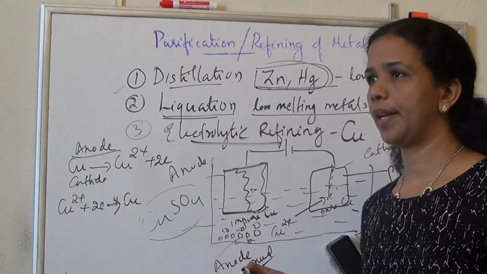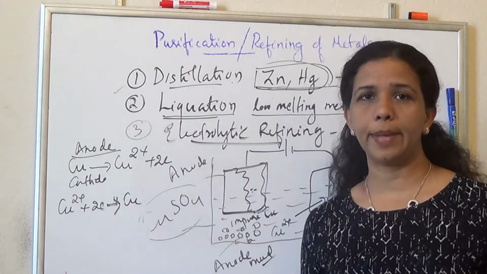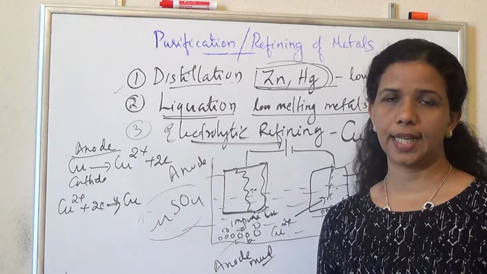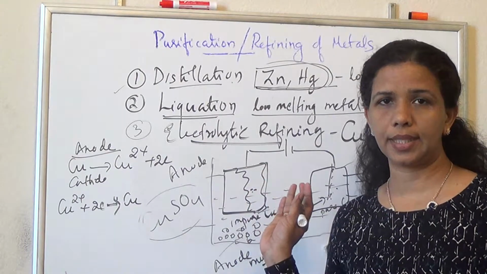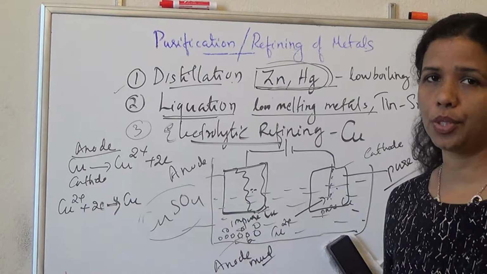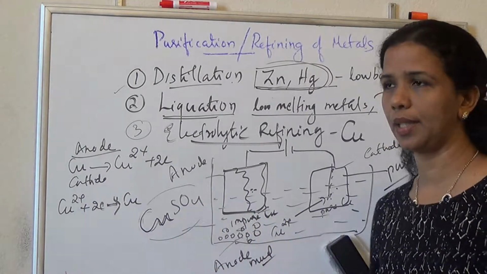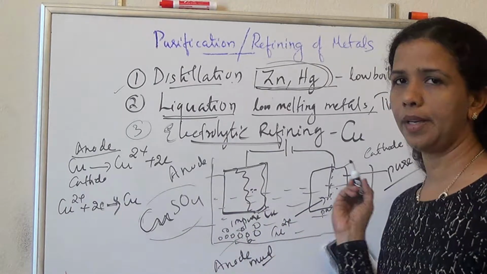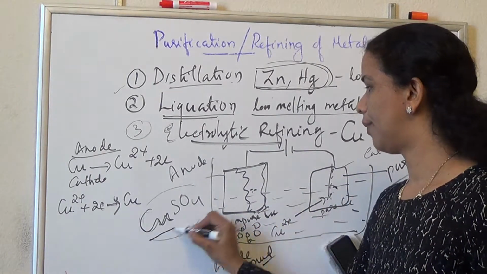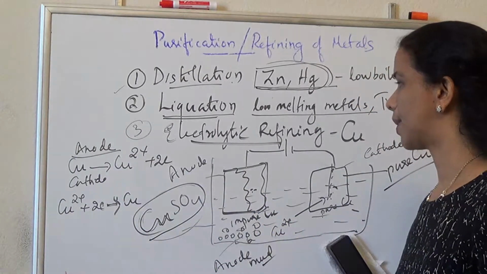For refining electrolytically, a thick block of impure metal is taken as anode and a thin strip of pure metal is taken as cathode, and they are connected to a power source and dipped in a solution of electrolyte. We usually use the same metal solution, otherwise the same metal may get reduced at the strip. So to avoid that, we always use the same electrolyte solution. Here we are using copper sulfate solution.